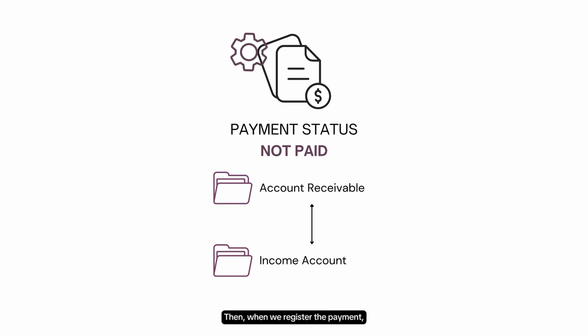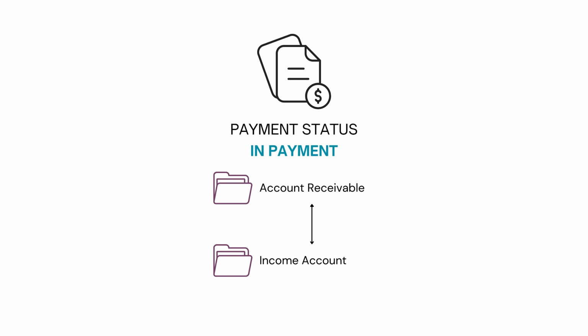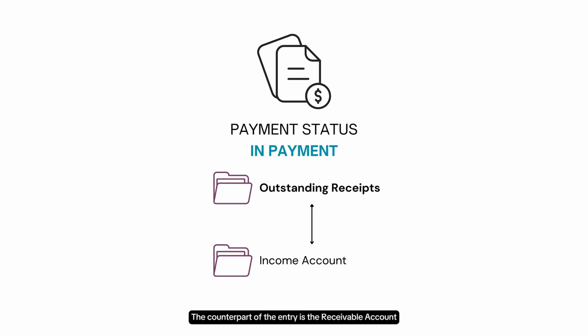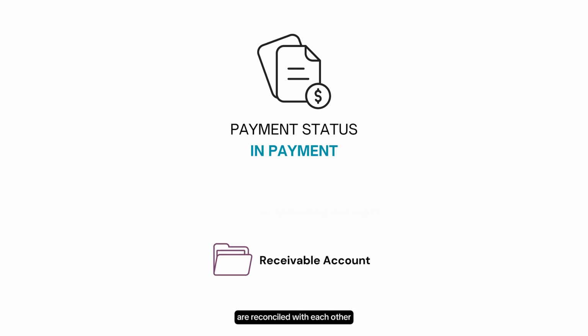Then when we register the payment, the status changes to in payment. The payment entry does not yet use the main bank account, but the outstanding receipt account configured in my bank journal. The counterpart of the entry is the receivable account, meaning that the client's debt is, as a consequence, completely balanced, and the two journal items are reconciled with each other.